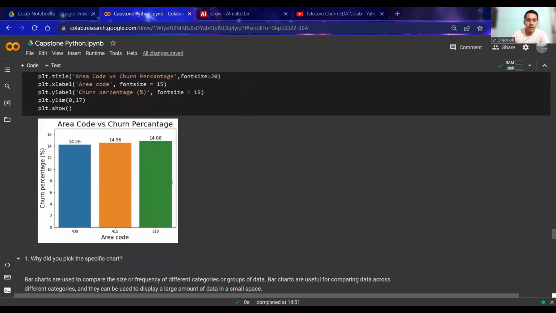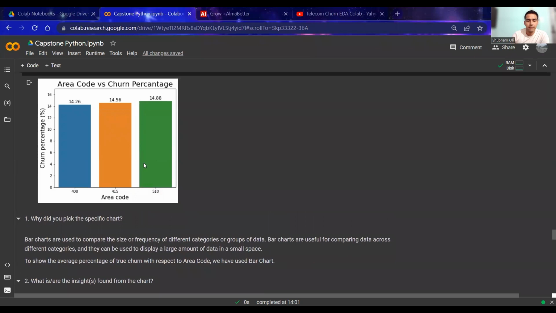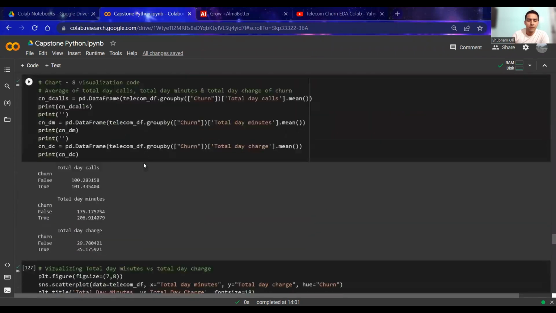Now we'll take a look at the area code plot and the churn percentage. You can see that for all three area codes, the churn percentage is almost the same, around 14.56. So area code does not play much of a role in the churning of customers. These are approximately the same.